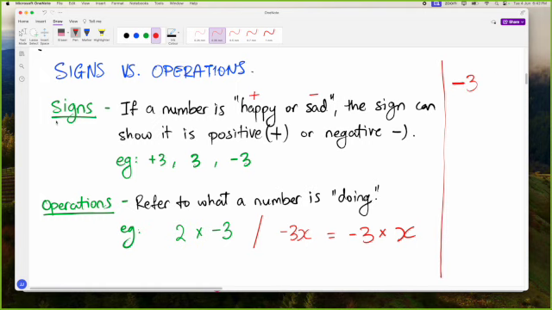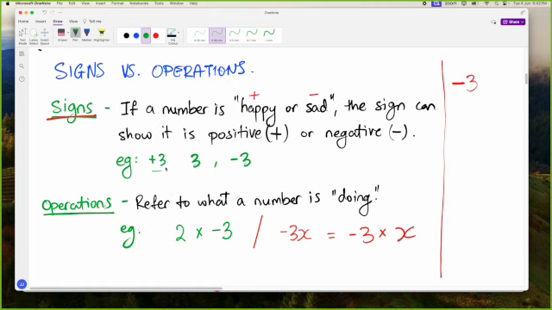So that means that negative refers to a sign. If a number is happy, it's positive, or if it's sad, it's negative. This is the sign of the number. The number is not necessarily doing anything. It's just by itself, but it has a sign, happy or sad. Right? The sign can show it is positive or negative, and that negative should be in our little brackets here, right? So for example, you can see that I have a +3, right?